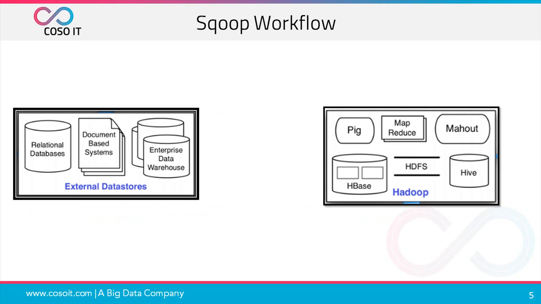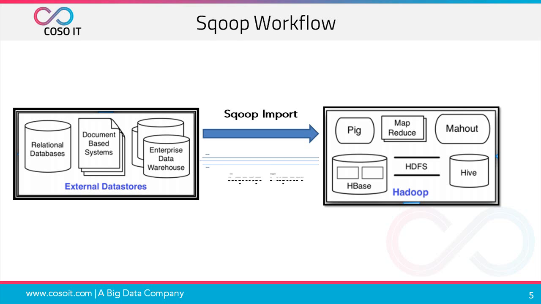Let's see the Sqoop workflow. On one side, we have external data stores like relational databases, document-based systems like MongoDB, NoSQL, and data warehouses. On the Hadoop side, we have HDFS, Hive or HBase. So there is some exchange mechanism going between them. Sqoop import is the process of getting data into Hadoop from data sources. And Sqoop export is the process of taking it out of Hadoop and putting it into the relational world. Now we will see how we perform Sqoop import and export using Sqoop commands.